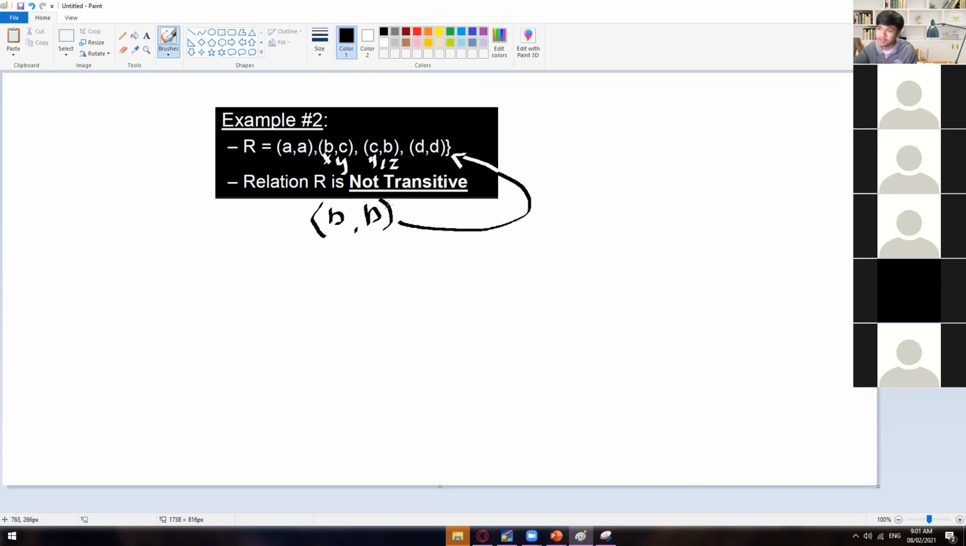No, guys? No, okay. So this one is not transitive, okay? As long as you can find one ordered pair wherein you weren't able to apply the transitive rule, then this one is not transitive anymore, right?